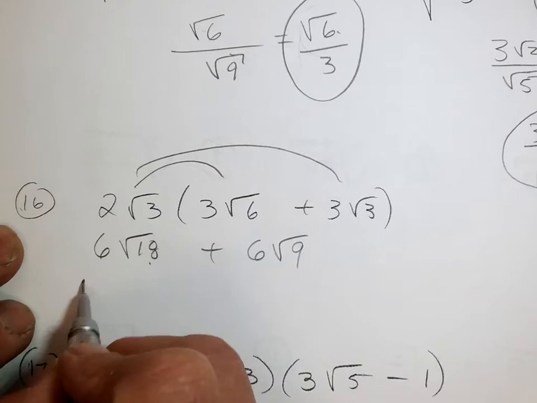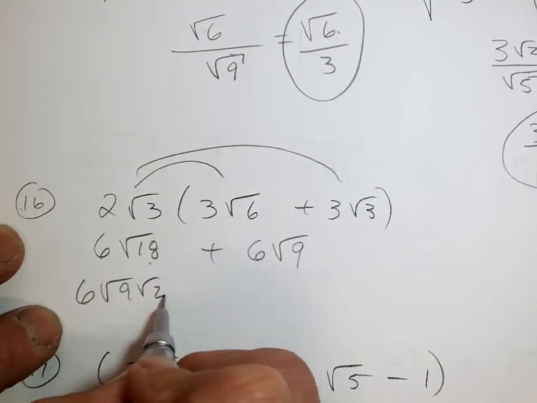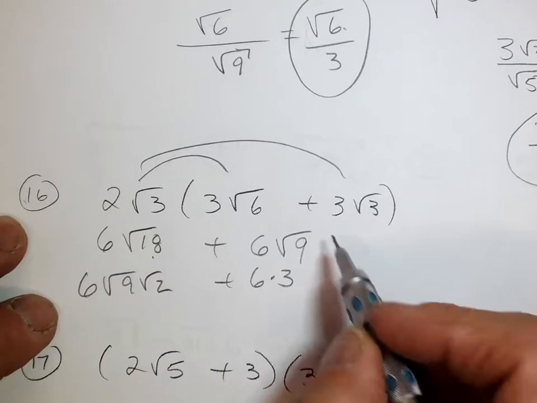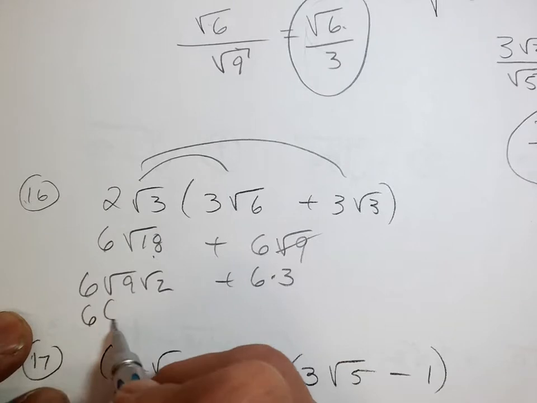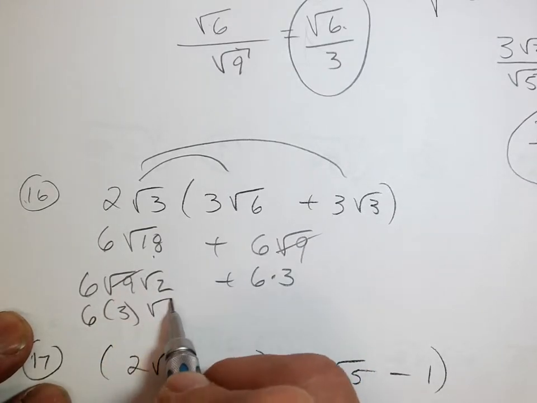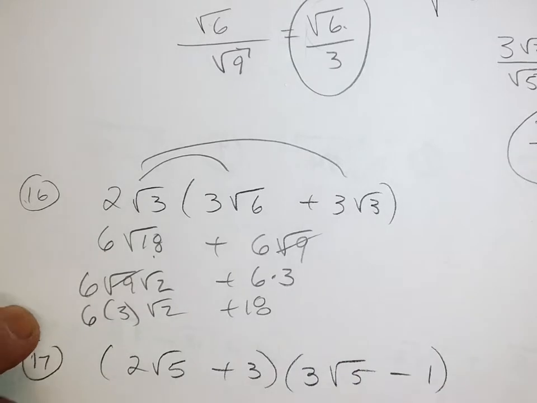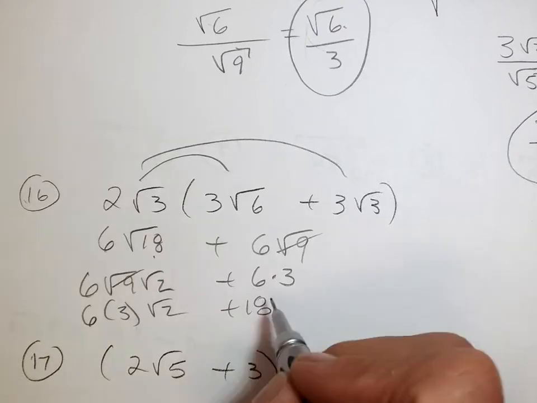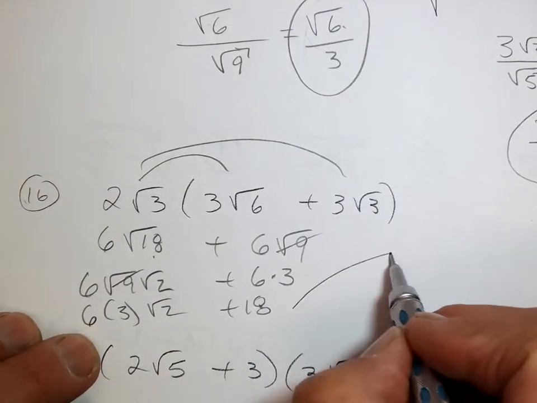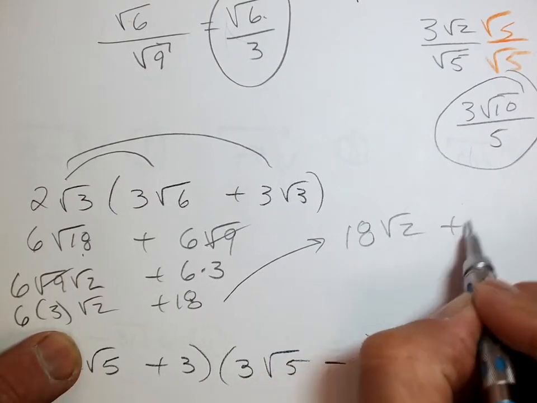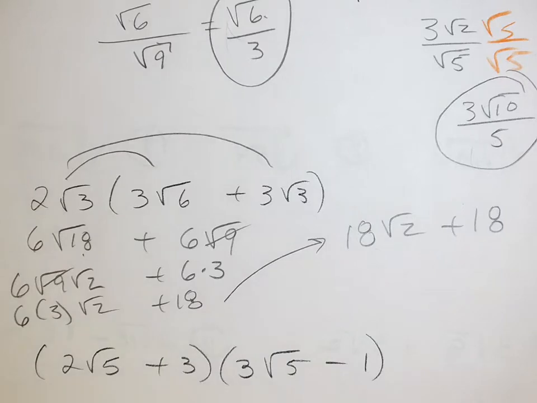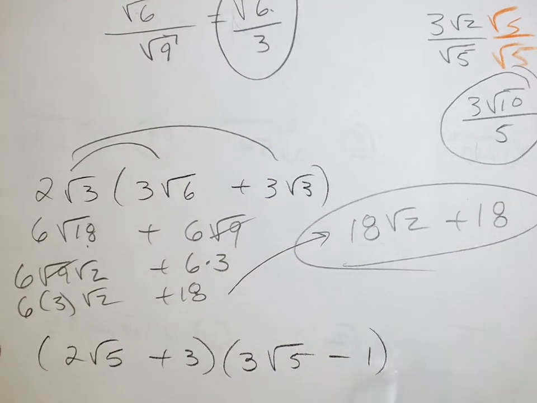Yes. 9 and 2 plus 6 times square root of 9 is 3, right? You guys agree with that? 6 times 3, because I took the square root of 9, times square root of 2 plus 18. Okay? Is that an 18? Yeah, that's an 18. So now, I'm running out of room, so over here I'll have 18 square root of 2 plus 18. Do not add them. They're different. Don't add them unless they're the same.